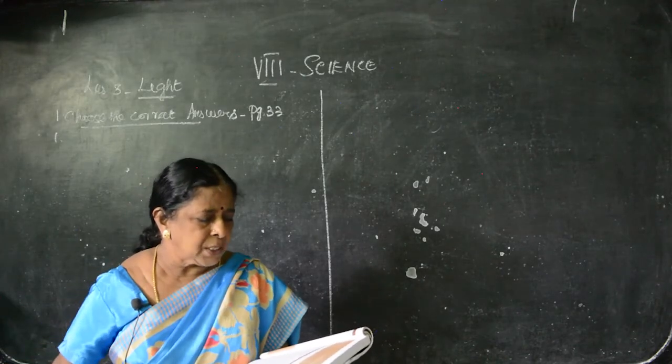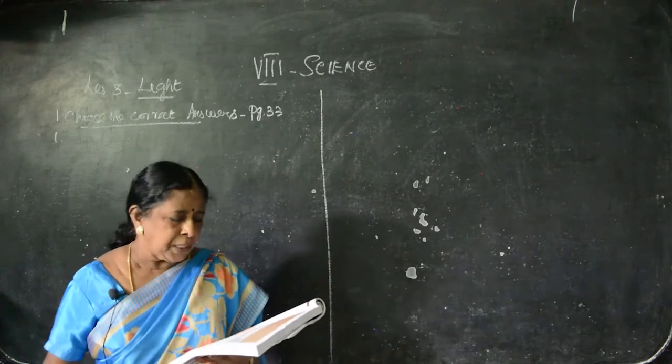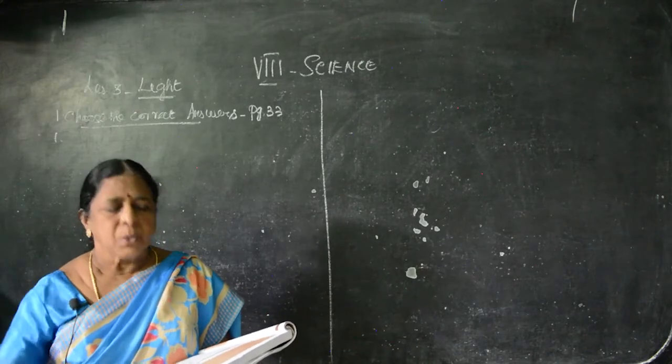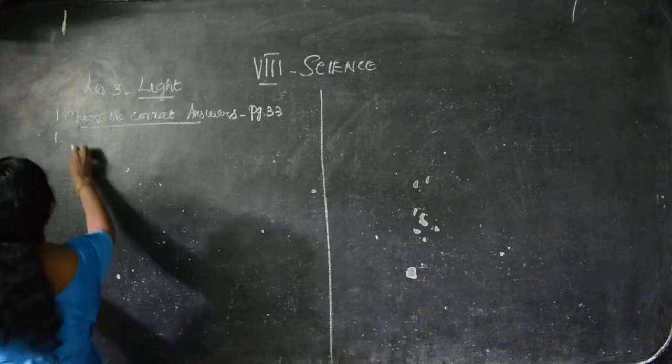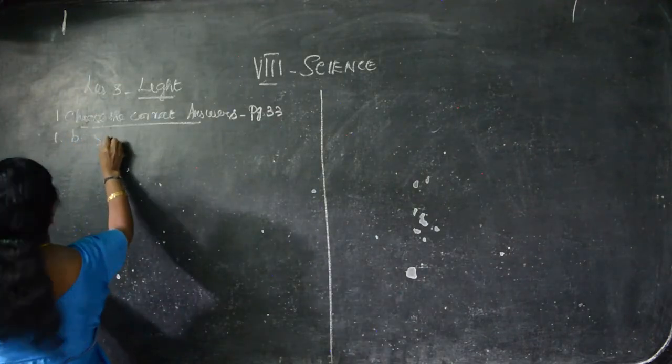Which of the following is curved reflecting surfaces? Plane mirrors, spherical mirrors, simple mirrors, none of the above. So, curved surface, we can say only spherical mirrors. First one option B, spherical mirrors.